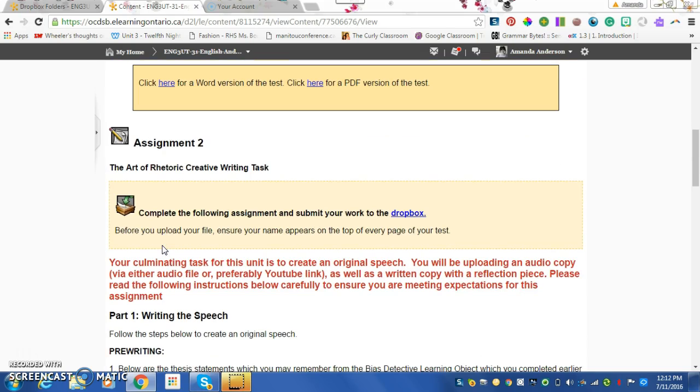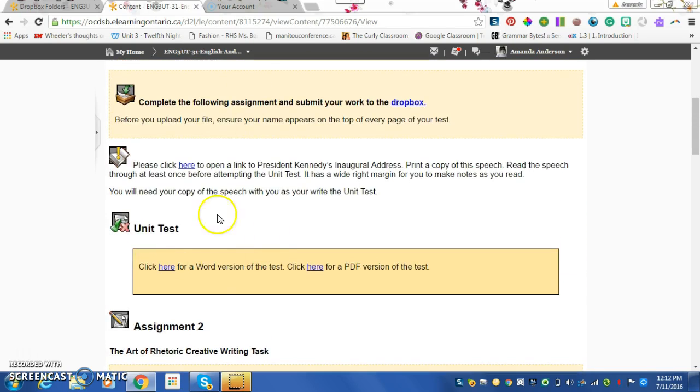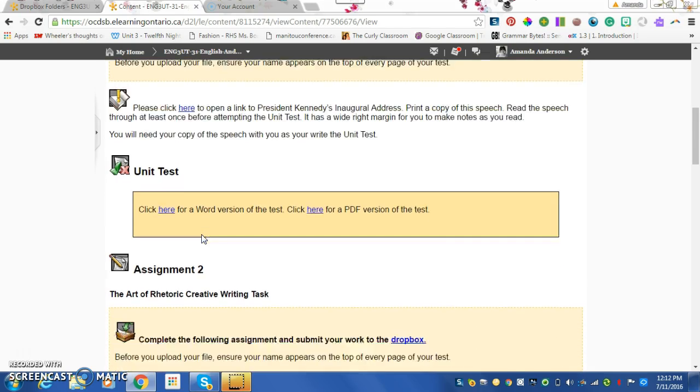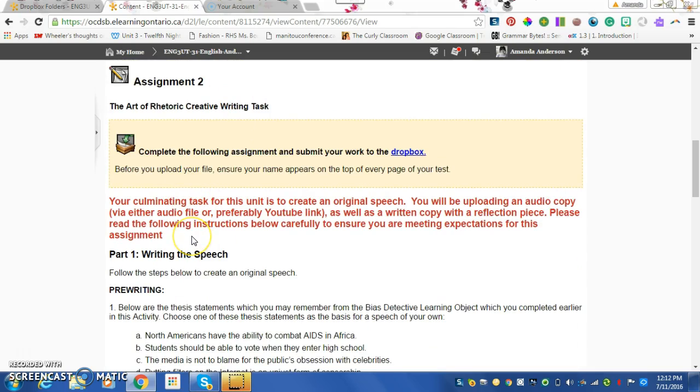Assignment number 2 is a creative writing task, and this is what's going to take you the most amount of time. I would say budget about an hour for the test, similarly to what you would be doing in a 75-minute English period at school. The rest will be for the creative writing task, which is writing a speech.